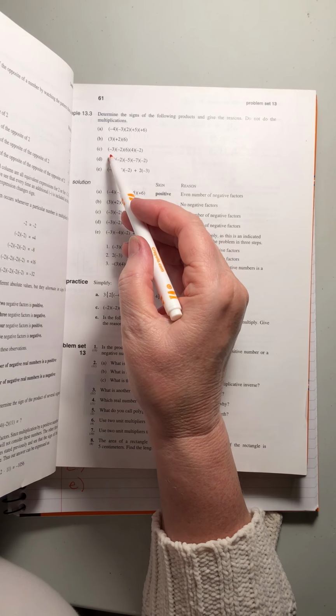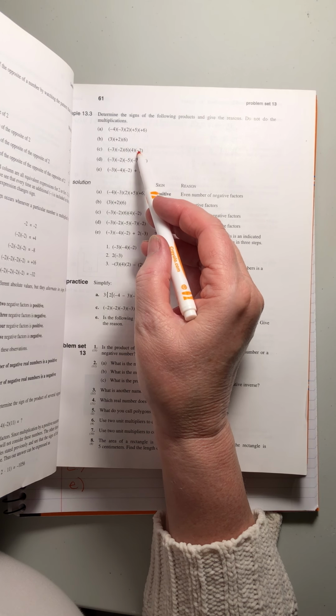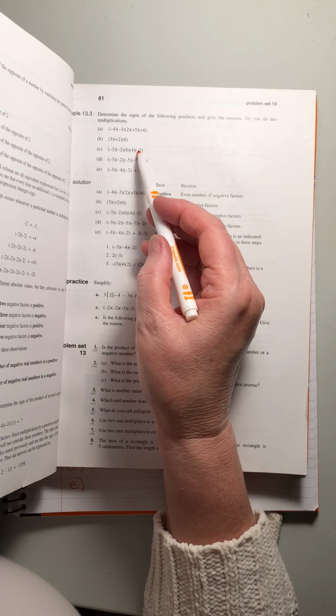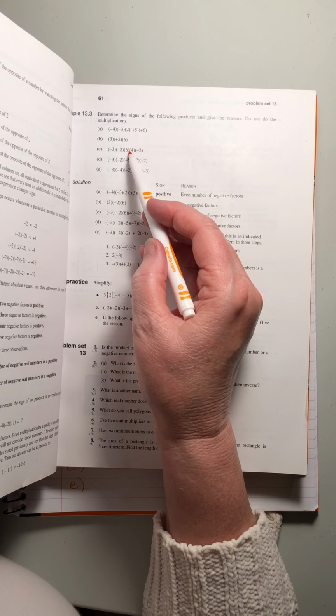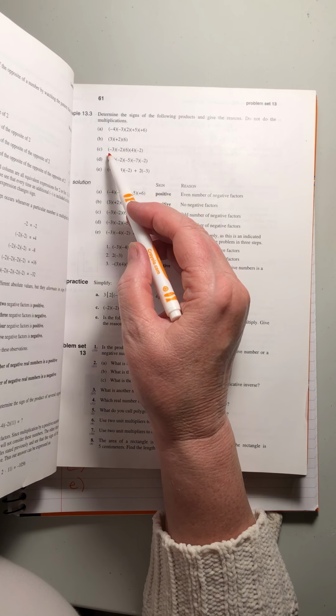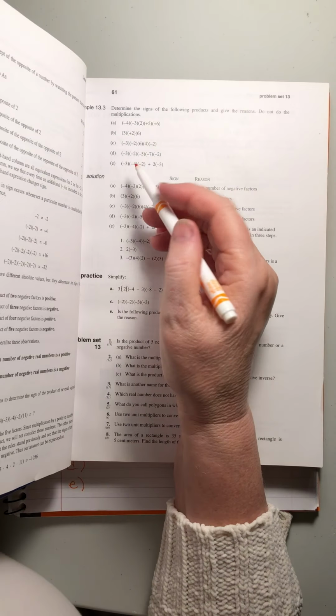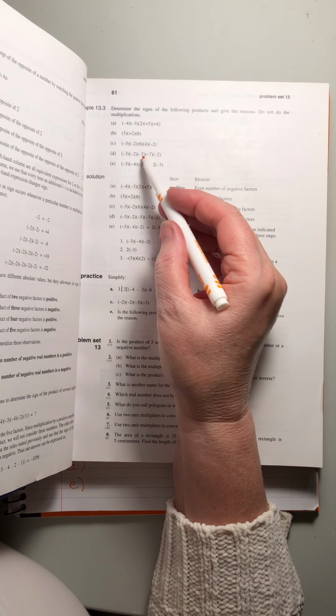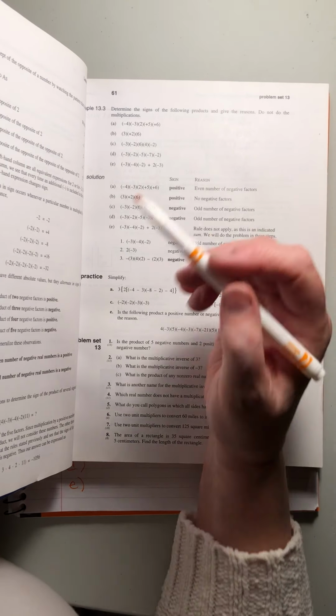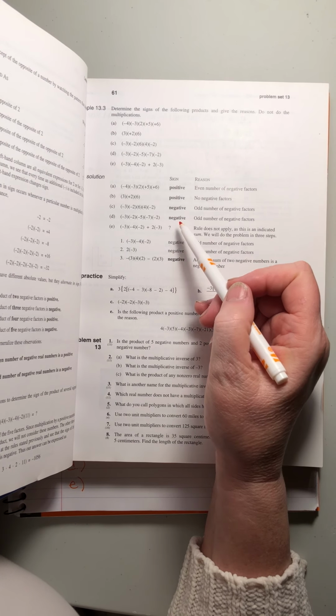C, okay, 1, 2, 3 negative signs. Remember, we don't care if there's a plus sign or if it's just the plain number. We're only counting negatives. 1, 2, 3, that's an odd number, so C is negative. D, 1, 2, 3, 4, 5 negative signs. 5 is an odd number, so that one must be negative.